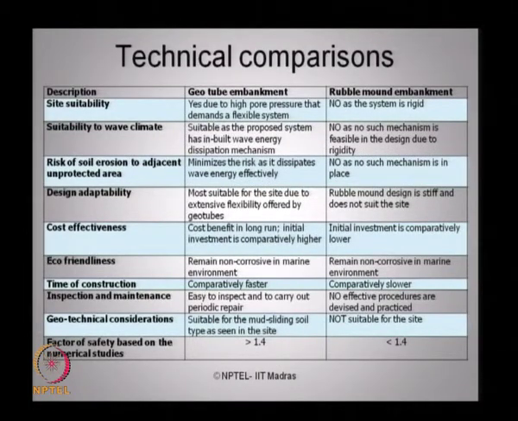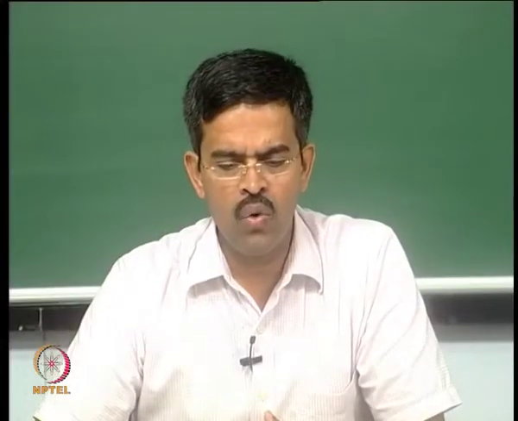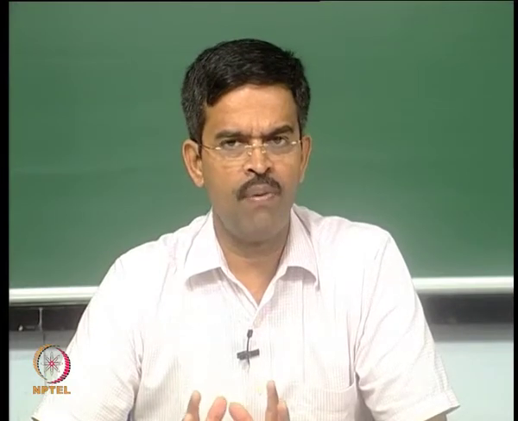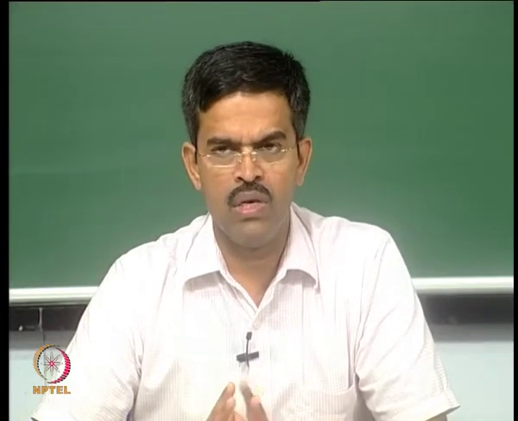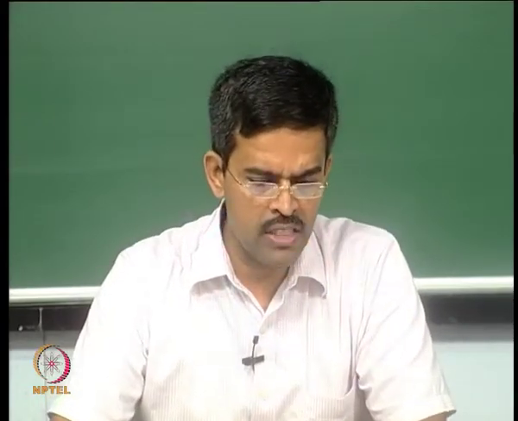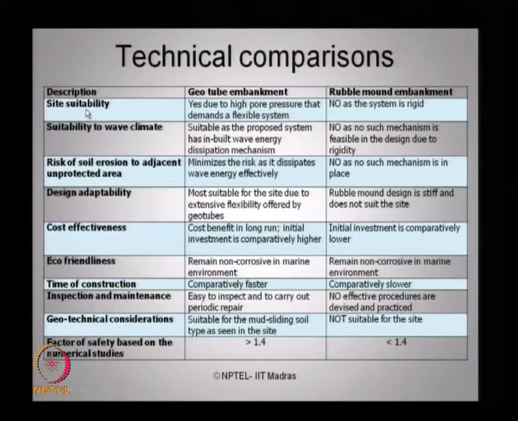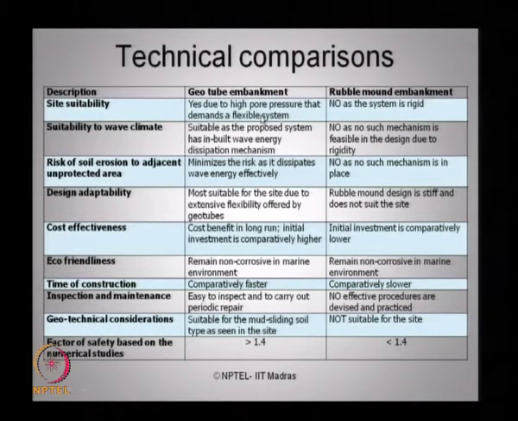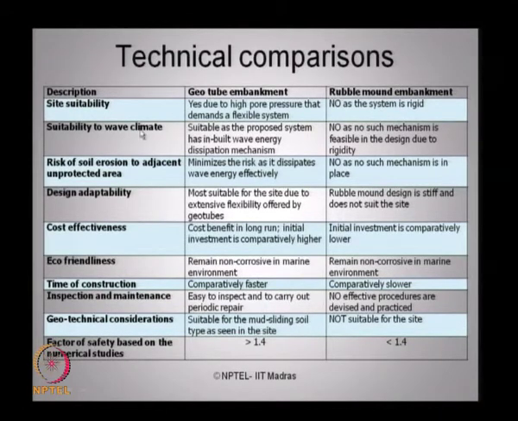Now, a fundamental question that comes to an engineer's mind is how a technical comparison will look between the proposed new innovative type of embankment design and the rubble mound embankment, which is highly conventional. There are many factors which are considered to compare their technical performance. Let us look at the site suitability. As we saw in the previous slides, the geotube embankment is suitable to the site because high pore pressure demands a flexible system. Obviously, a rigid system like the rubble mound embankment is not applicable to this site. So, it is not suitable for the site under discussion.